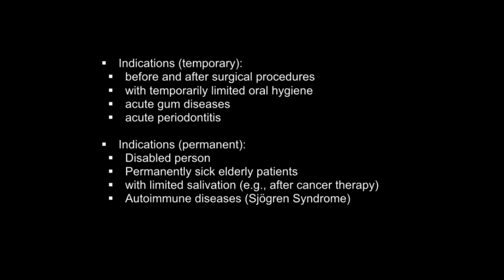I'll quickly show you what Corsodyl is, CHX, which is the abbreviation for that. Corsodyl is only indicated for temporary use, and you can use it before and after surgical procedures, or if you have limited oral hygiene for a limited time, if you have acute gum diseases and acute periodontitis. You can use it permanently if you're disabled, if you have permanently sick elderly patients, and for patients with limited salivation, for example, after cancer therapy, or with autoimmune disease, for example, Sjögren's syndrome.